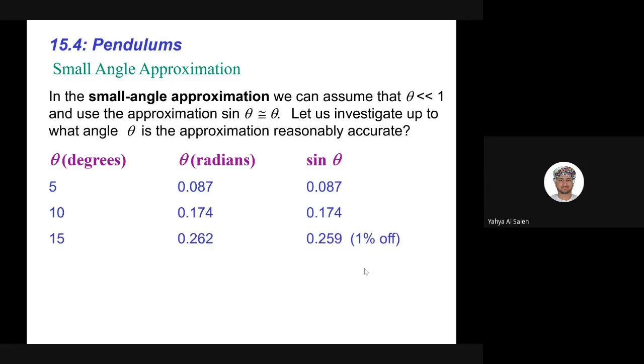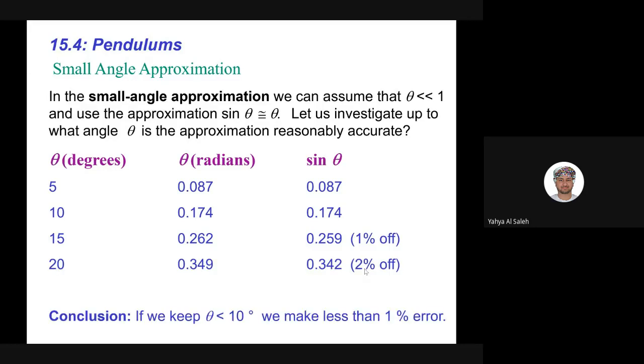15 degrees. My theta is 0.262 radians, and my sine theta is 0.259, which is only 1% off, which is really, really good. If I go to 20 degrees, we end up at 2% error. So if we keep theta under 10 degrees, then we make less than 1% error. If, however, we go up to 15 degrees, we only make 1% error, which is still not too bad. Above that, we usually don't want to go.